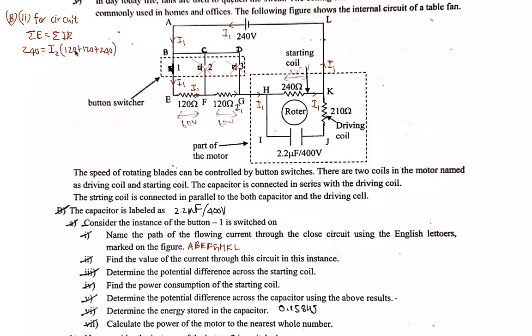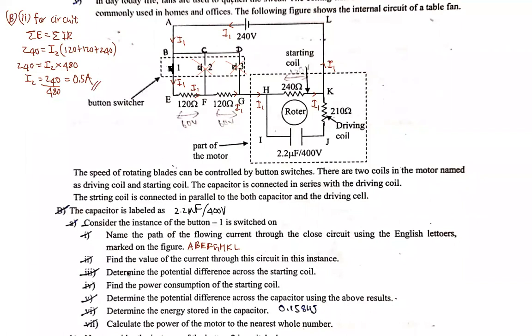Then I'm getting 240 equal to I2 into 480. So I2 is equal to 240 over 480. Final answer: half ampere, 0.5 ampere.